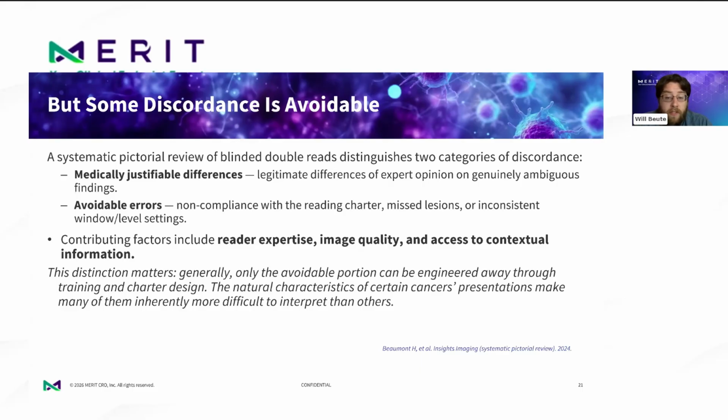However, the second category is mostly avoidable errors, things like noncompliance with the reading charter, missed lesions, or inconsistent window and level settings on the images. The contributing factors here include reader expertise, image quality, and whether the reader has access to the relevant contextual information. And this distinction really matters because only this avoidable portion can be reliably engineered away through better training and better charter design. The rest is mostly inherent to BICR. The natural characteristics of certain cancers' presentations make many of them inherently more difficult to interpret than others, which is what we'll cover next.